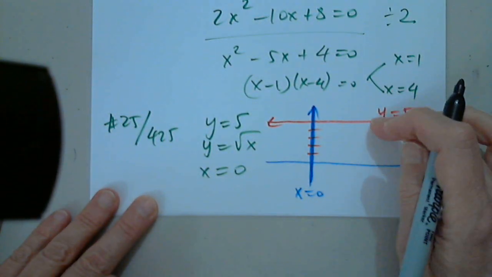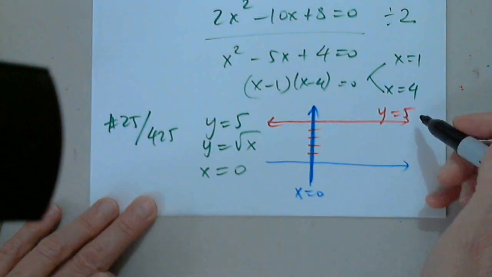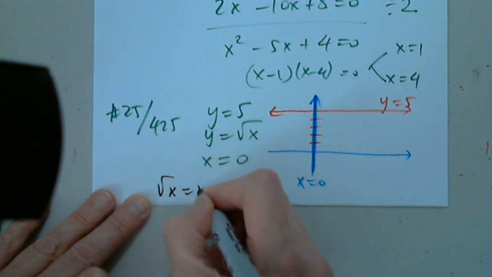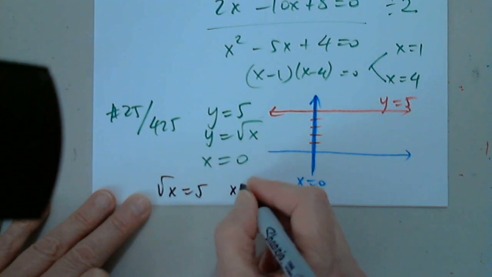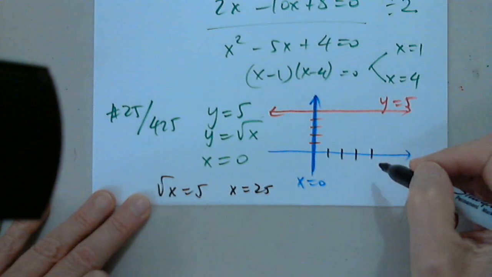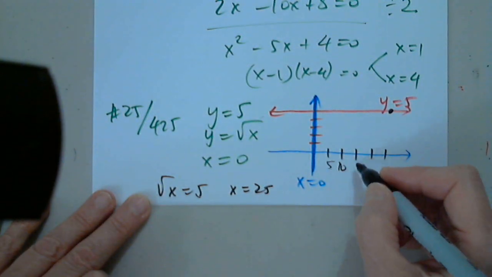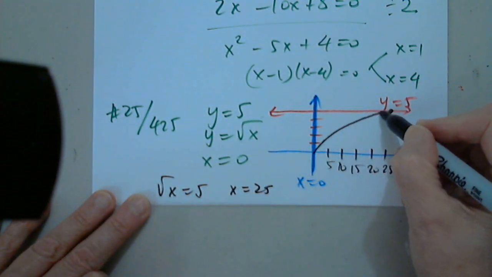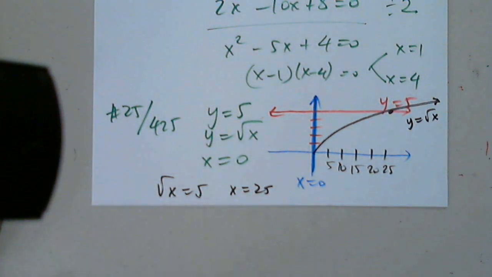I would like to know where it crosses this. And it's simple. I said the square root of x equals 5, and we know that. We have to square both sides. So x equals 25. So I'm going to say 5, 5, 5, 5, 5, 25. 10, 15, 20, 25. So here's the graph of y equals the square root of x.